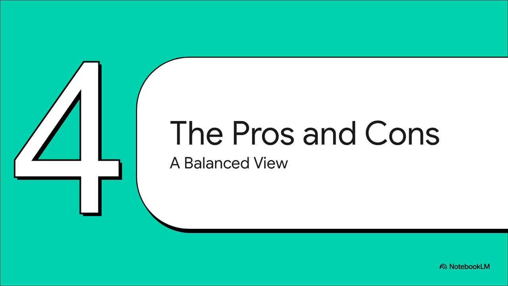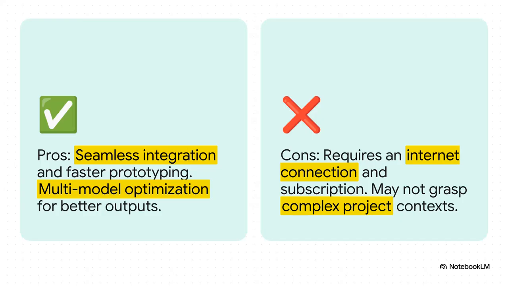But, of course, no tool is perfect, especially when it's new. So to get the whole picture, we gotta look at both sides of the coin here. On the one hand, the upside is super clear. You get seamless workflow integration, a massive speed boost, especially for prototyping. And you get potentially better code because of that smart multi-model routing. But what's the catch? Well, it's not free. You need an internet connection and a subscription to Abacus AI. And, like any AI today, it might struggle to understand the full context of a massive, super complex enterprise project.